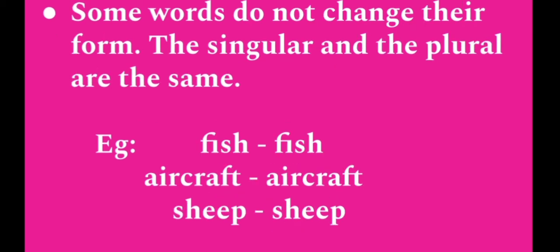And the next one is, some words do not change their form at all. The singular and the plural are the same. Like fish. Fish is a singular word, and fish can also be taken as a plural word. Aircraft. Aircraft is singular and also plural. The word sheep. Sheep is also singular and also plural. So they do not change their form. They can be taken as singular and also plural forms.